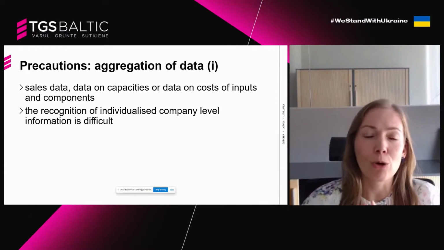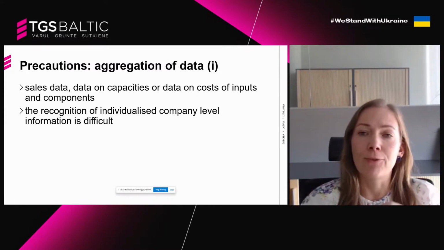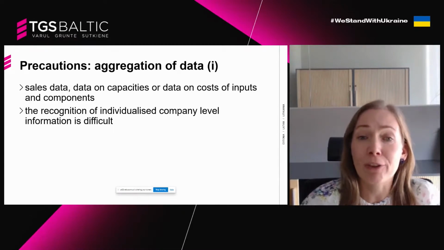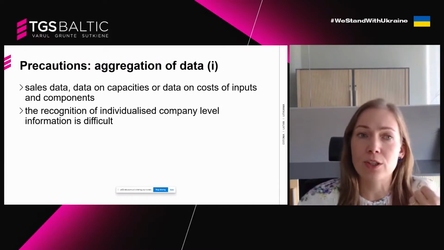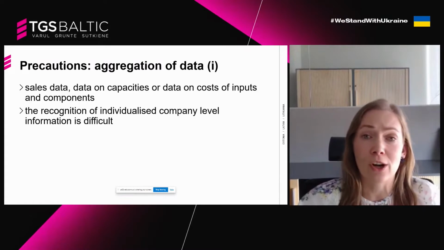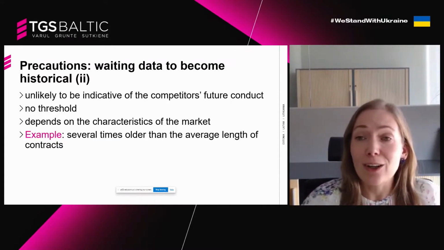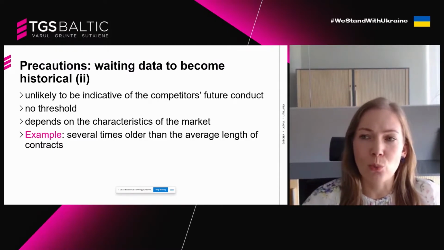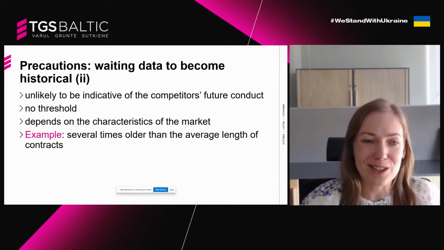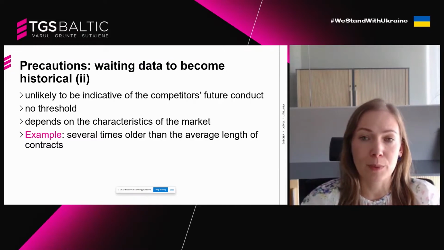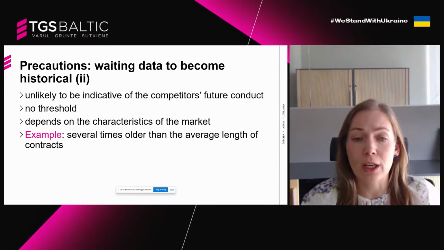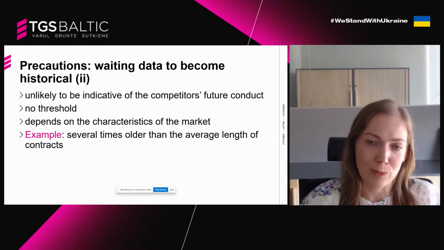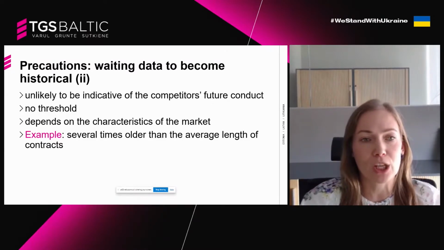So there are also three precautions that could be taken in view of this information exchange regulation. First, if you know that some data needs to be exchanged, then it's possible to aggregate this data so that individualized company level information cannot be recognized. So this is a first precaution that you can take and use in your everyday practice. Second is waiting for data to become historical. There's no threshold for when the data is already historical and can be exchanged easily, and this depends on the characteristics of the market. But if you know that some data needs to be exchanged, then it is possible to wait for the data to become a little bit more historical. And of course, based on individual assessment, it's possible to form an idea of when in this specific market the information becomes historical.